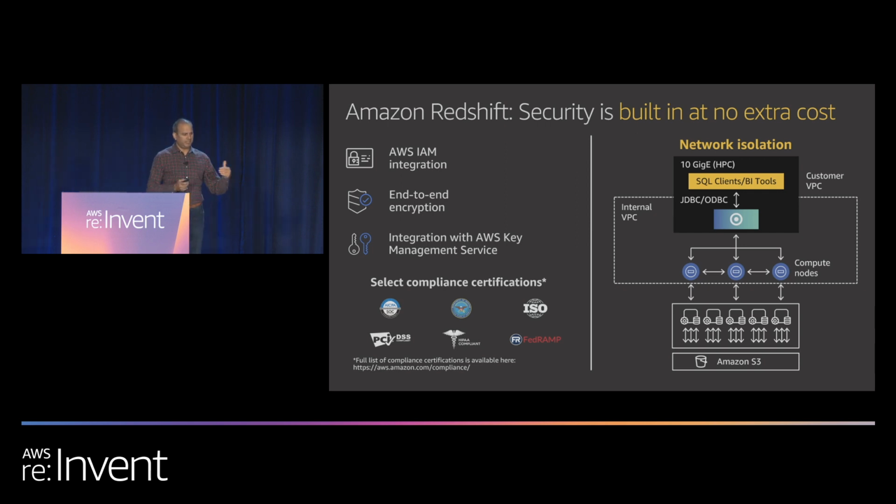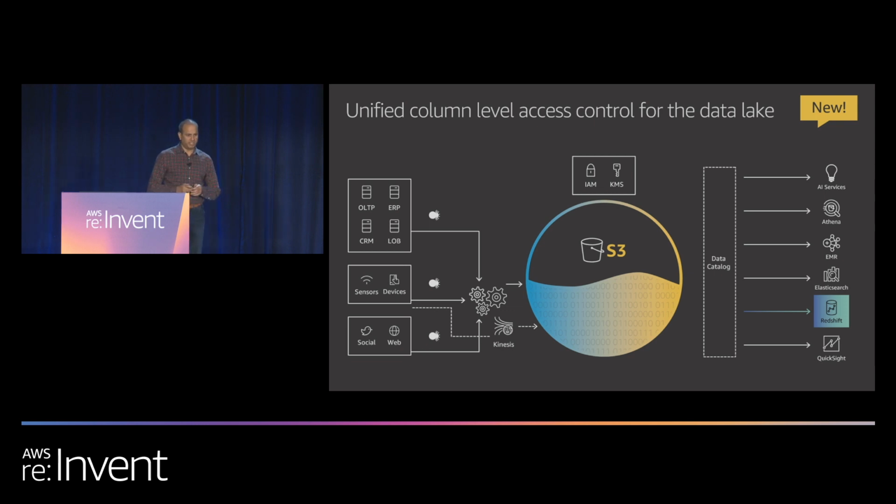Not only are these integrations there out of the box, there is also a wide range of certifications for security and compliance, and the full list is there on this URL. So that's already an existing feature of Redshift. A new feature of Redshift that was announced a few months ago was column-level access control for Redshift, and this applies to data that sits in the data lake.